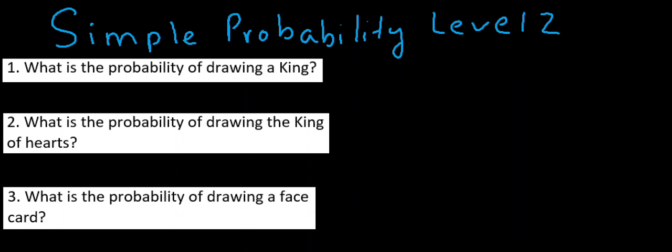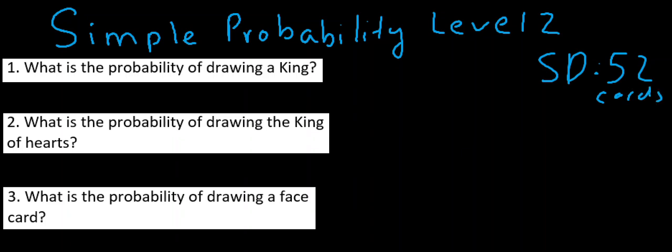Alright, welcome to Simple Probability Level 2. In this video, we're going to mainly focus on decks of cards. So in our standard deck of cards, I'll just abbreviate that with SD, and here let me go ahead and pull that up. SD, our standard deck, is always going to have 52 cards.